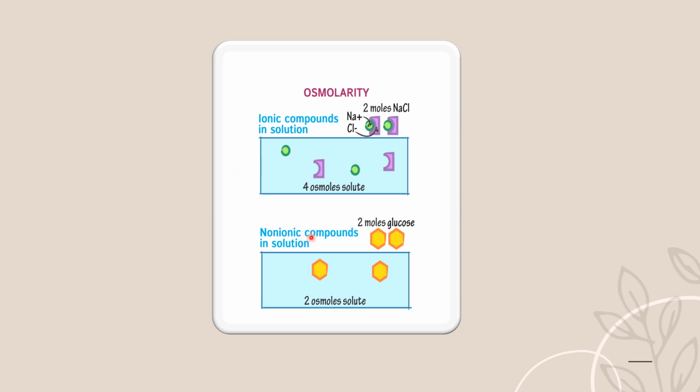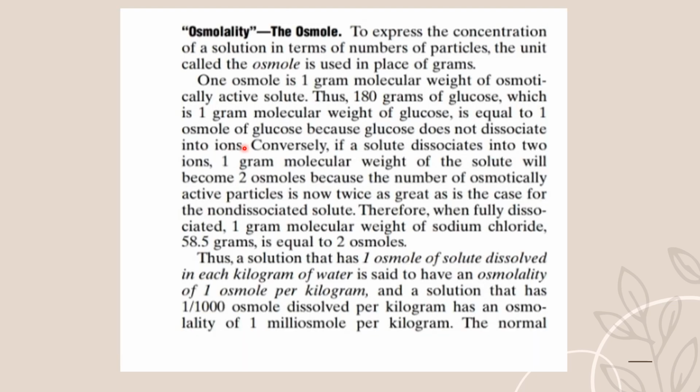But in case of glucose, you will see that glucose is not ionized, so the number of moles will be equal to the number of osmoles here. It is not osmotically dissociable, so it will not ionize. So 1 mole of glucose will give rise to the same number of osmoles. Hence, to express the concentration of a solution in terms of number of particles, the unit called the osmole is used in place of grams.